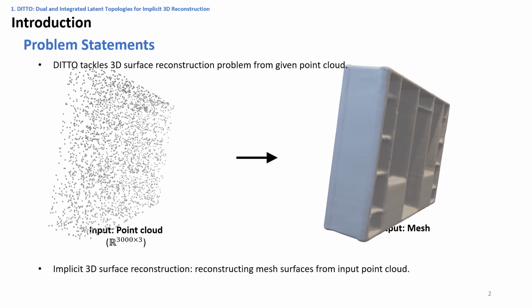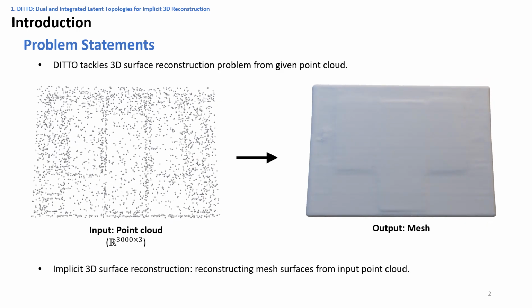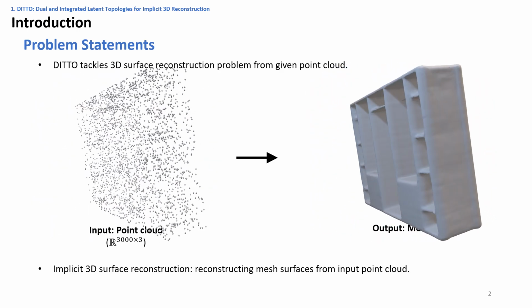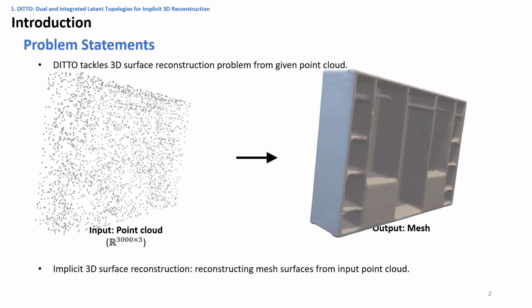This is the task that DITTO approached. We propose a new implicit 3D surface reconstruction method. This task involves reconstructing 3D meshes from a given sparse and noisy point cloud.